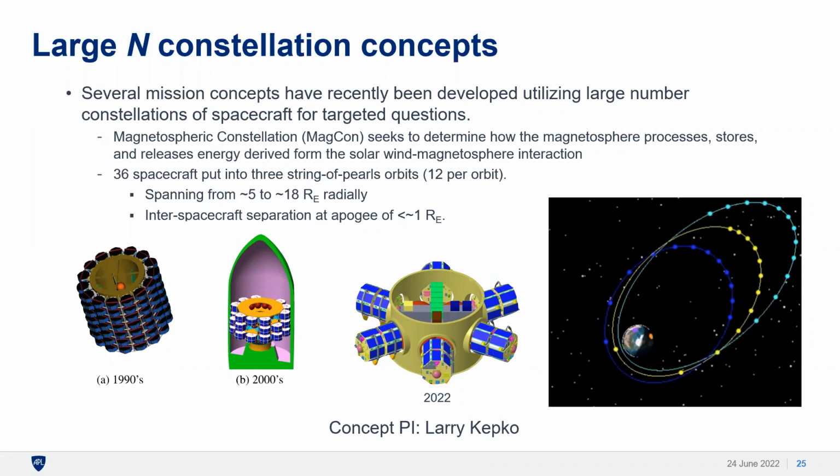It's kind of gone through a few iterations every decadal or so. And so the current iteration as it stands is 36 spacecraft put into 3 string of pearls orbits. So you have 12 spacecraft per string that spatially span from about 5 to 18 RE radially, and the inter-spacecraft separation at apogee is less than 1 RE.